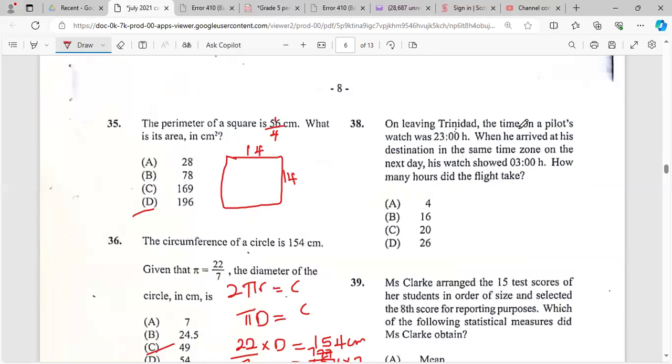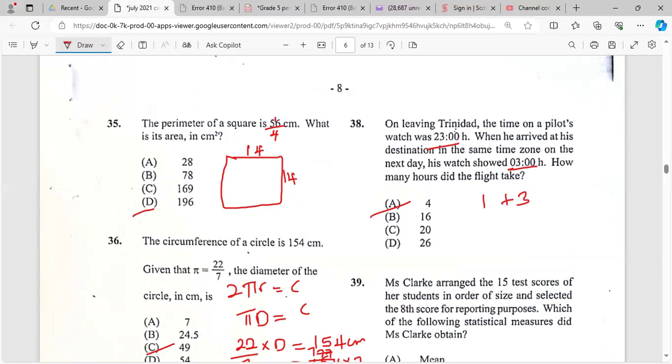On leaving Trinidad, the time on a pilot's watch was 2300. When he arrived at his destination in the same time zone, the next day, it showed 3 hours. How many hours did the flight take? One hour to 12, plus 3, so that's 4 hours. Yeah, I think we can make it.